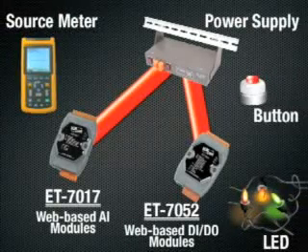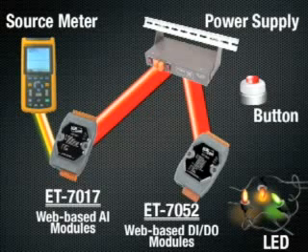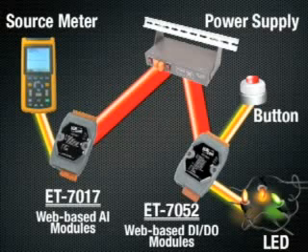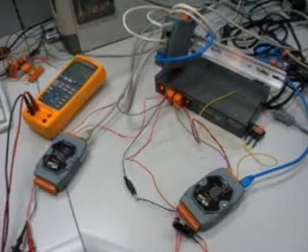We also need to link a scope meter to ET7017 for analog input, a button, and LED lights to ET7052 for digital input and digital output signs. Just link all the devices together and it will be like this.